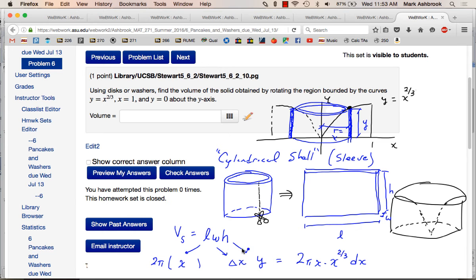No, that's this right here. We've got to get y. We've got everything in terms of x. So what is y? Y is x to the 2/3. Do you see it?